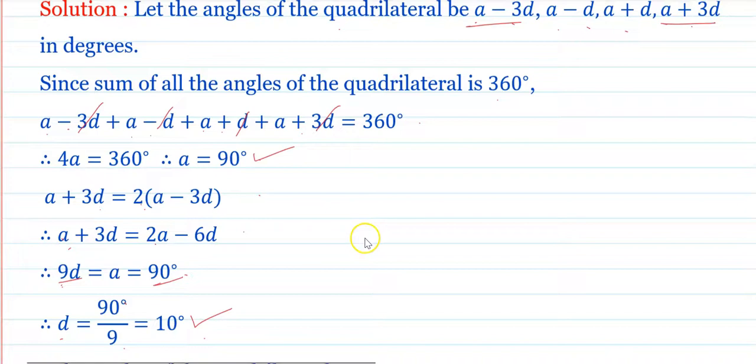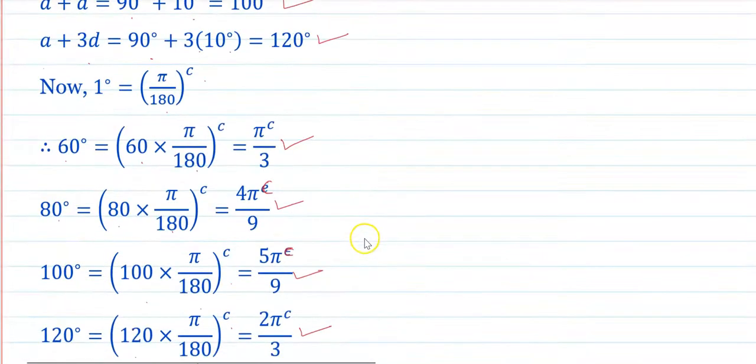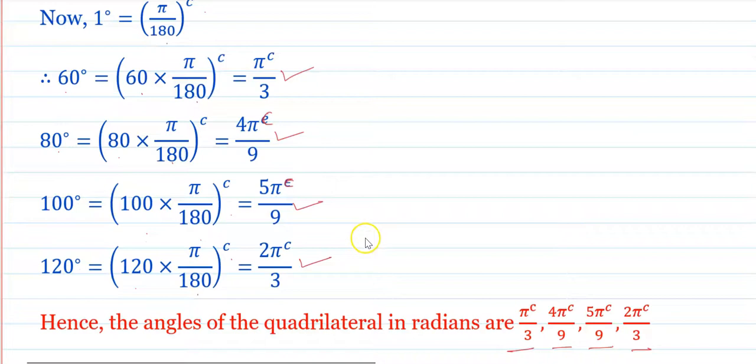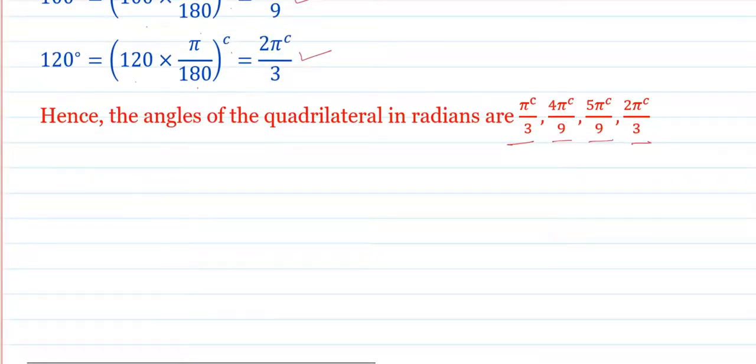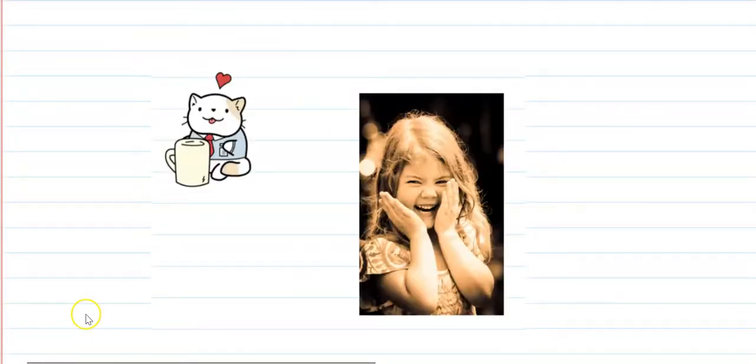Find first the value of A, then find the D, then all the angles, then convert degree to radian. And in this way we have completed the miscellaneous exercise of this chapter.